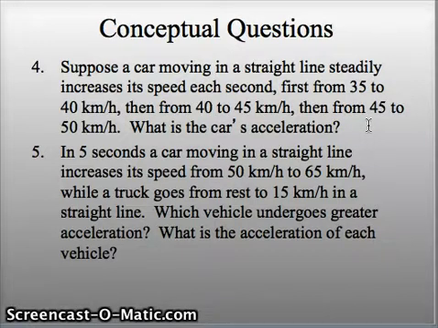Number 5. In 5 seconds, a car moving in a straight line increases its speed from 50 kilometers per hour to 65 kilometers per hour, while a truck goes from rest to 15 kilometers per hour in a straight line. Which of the two vehicles undergoes greater acceleration? Then tell me what the acceleration is for each vehicle. Go ahead and pause and answer the question before proceeding on.